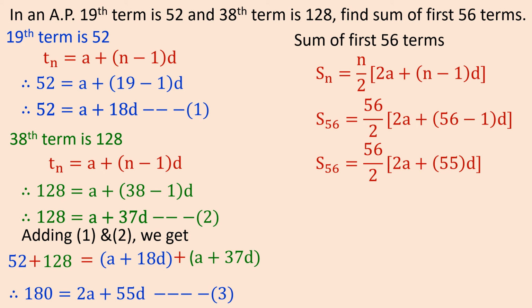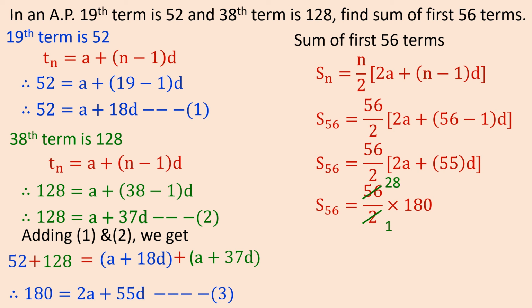Now you check your third equation. You can guess what we have got: the 2a plus 55d value. That we will substitute here. So what will I get? S56 equals 56 upon 2 multiplied by 180. So 2a plus 55d is replaced by its value from equation 3, that is 180.